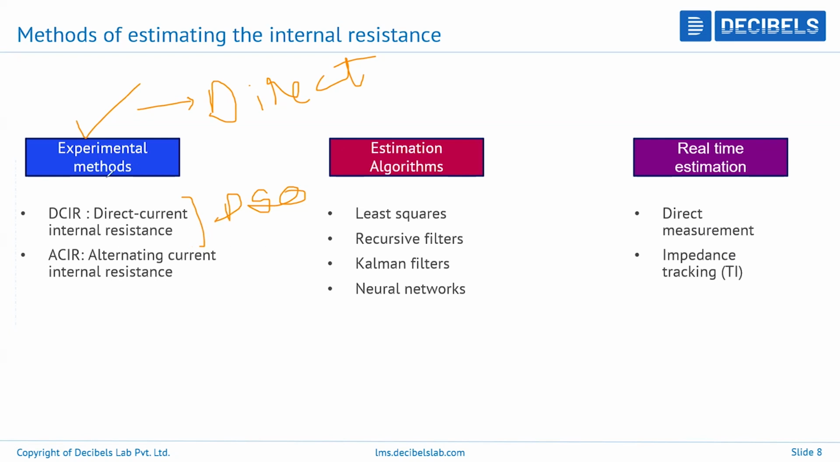Okay, so in experimental methods, there are two very important ones. It was just covered in the previous slide, that is DCIR and ACIR. Okay, these are the two methods. And amongst these, the most prominent method is DCIR.